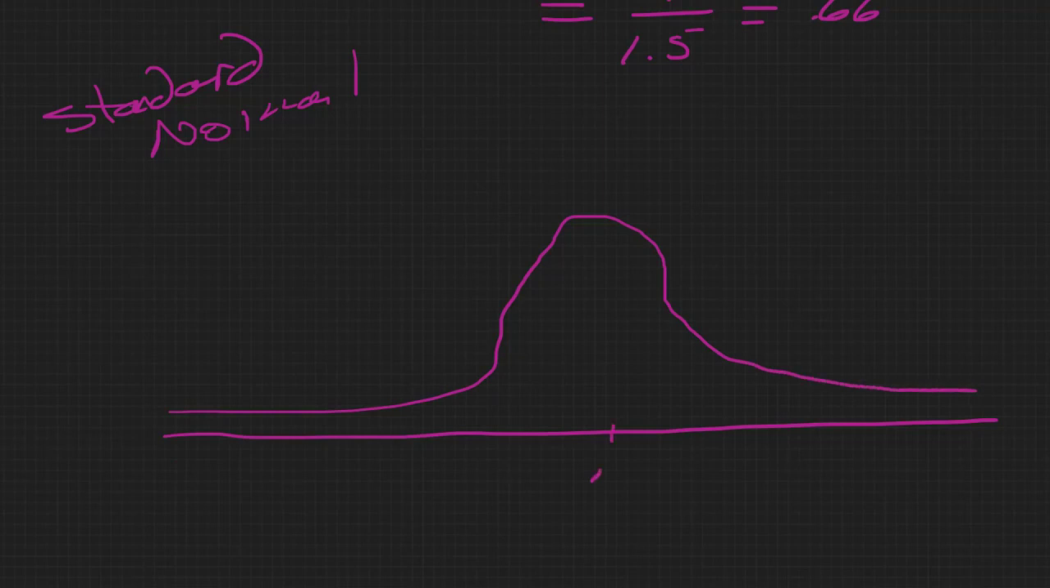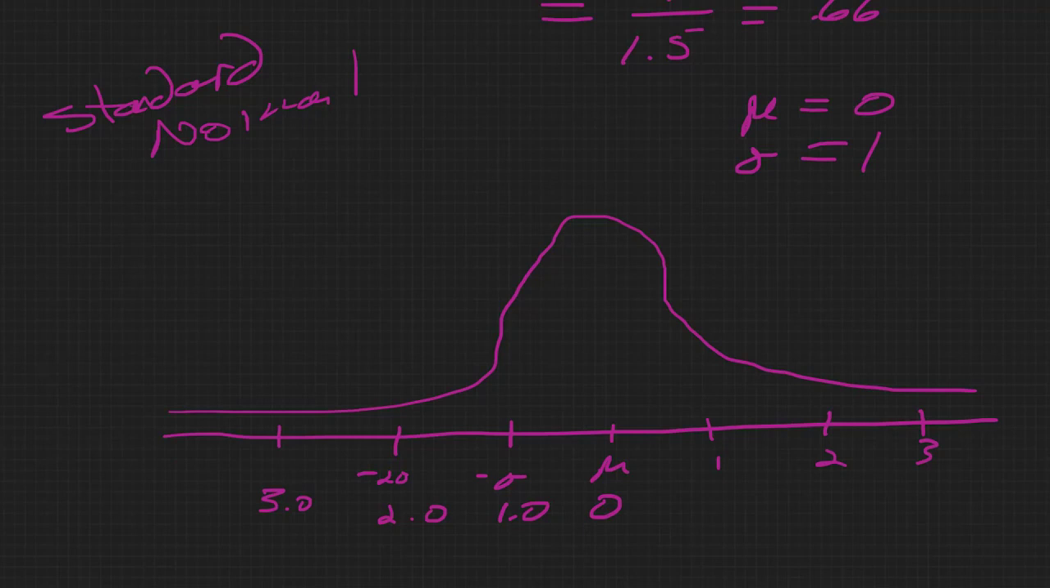Anyway, when our mu is equal to 0 and we have a standard normal curve, then negative 1 sigma is exactly 1.0. Negative 2 sigma is exactly 2.0. Negative 3 sigma is 3.0, and so forth. A standard normal curve has a mu of 0 and a sigma of 1.